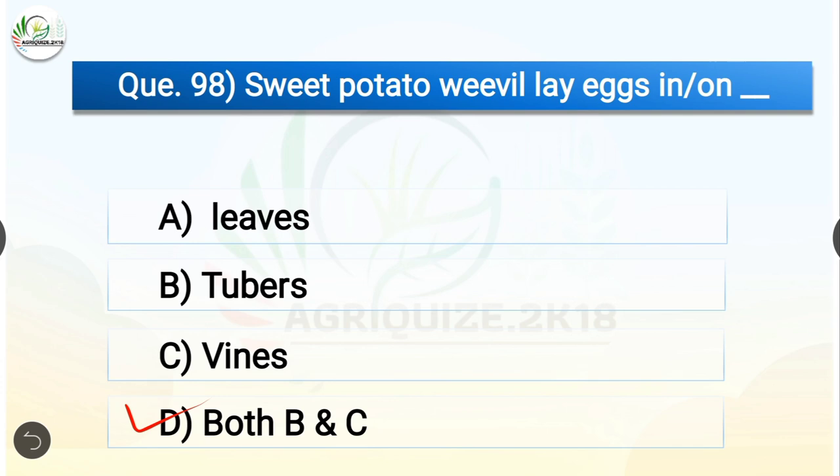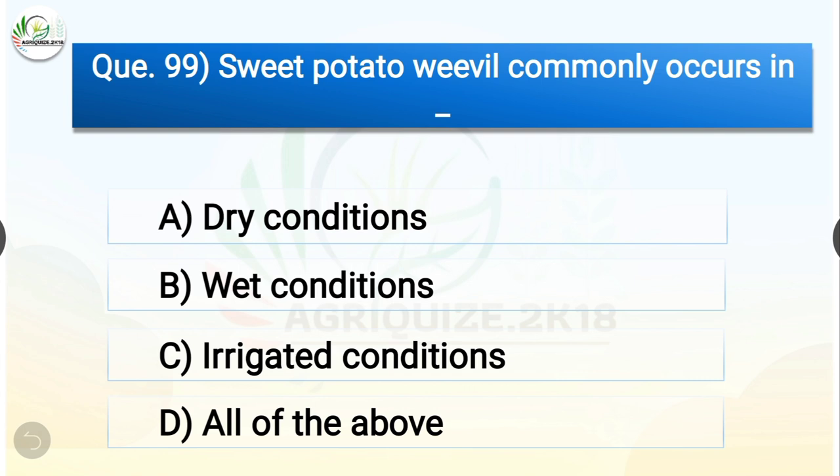Question number 99. Sweet potato weevil commonly occurs in dash. The options are dry condition, wet condition, irrigated condition, or all of the above. The correct answer is option A, dry condition. So sweet potato weevil commonly occurs in dry condition.